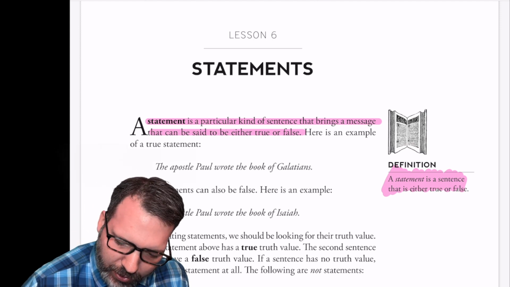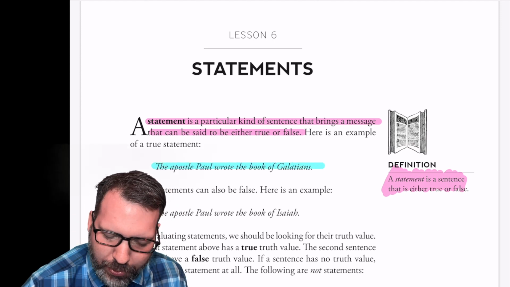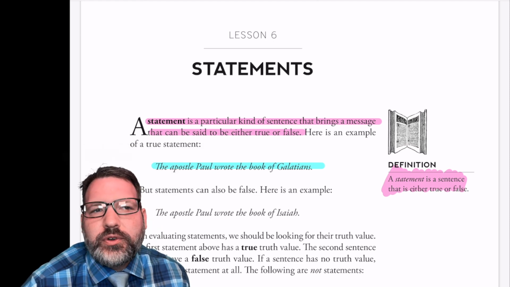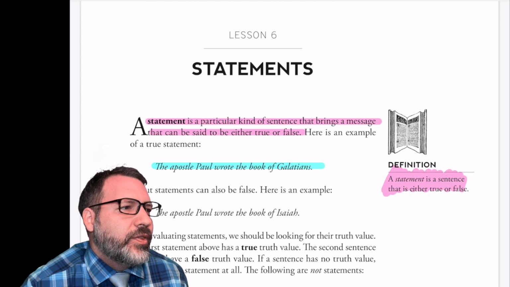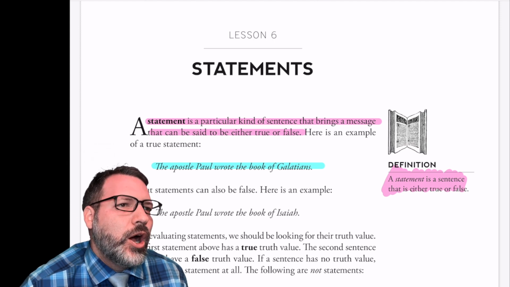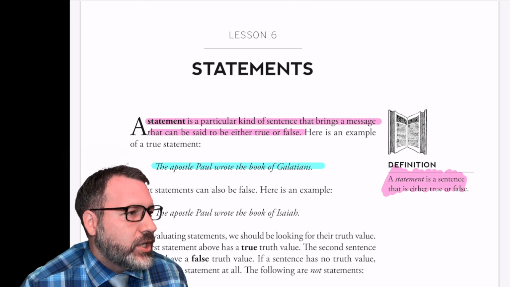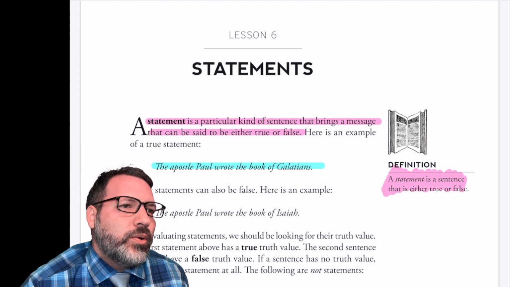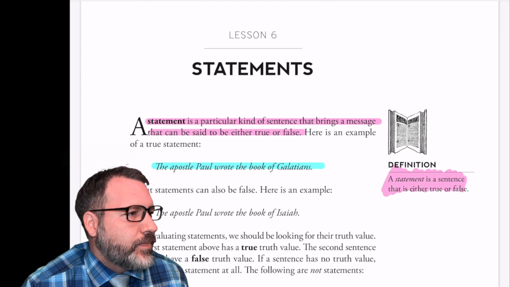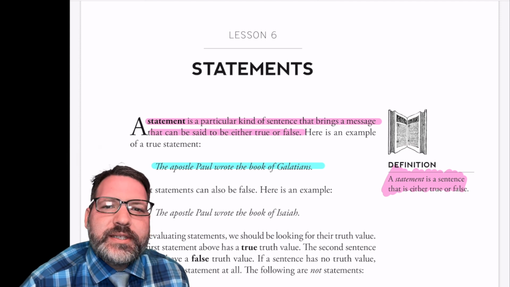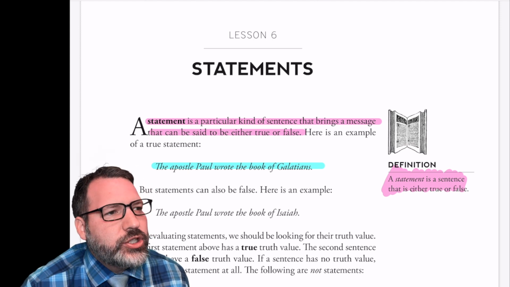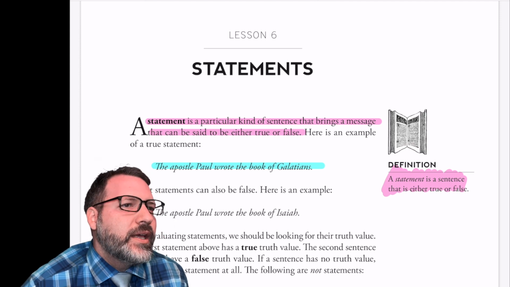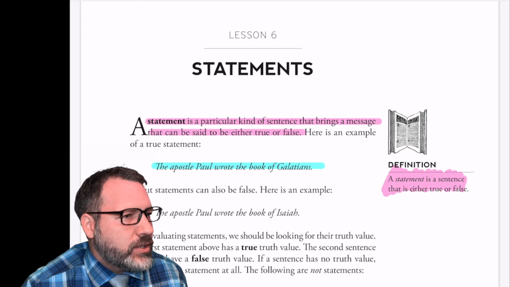So here's an example of a true statement. The Apostle Paul wrote the book of Galatians. Notice we have several different terms in this statement. The two most important terms are Paul, he is the subject of this sentence, and then the predicate, which says he wrote the book of Galatians. The statement is a claim about the relationship between these two terms. It tells us Paul is the person who wrote the book of Galatians.